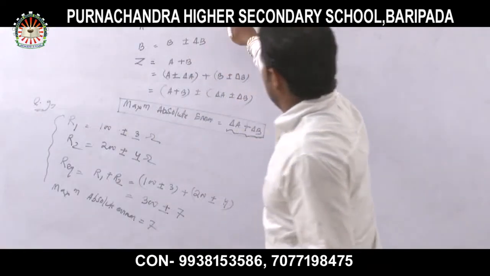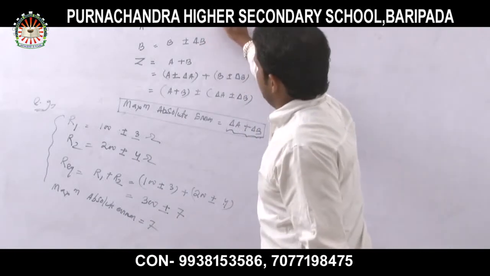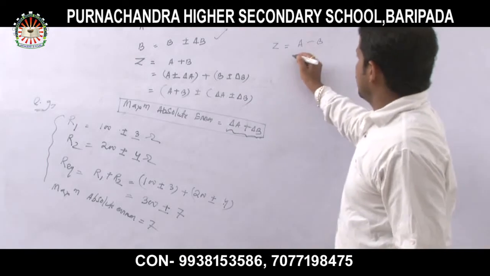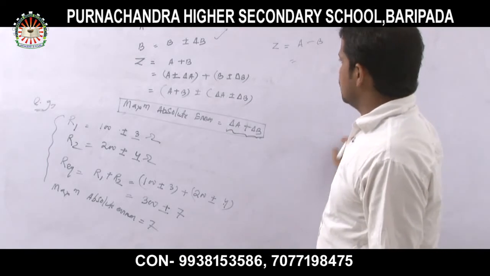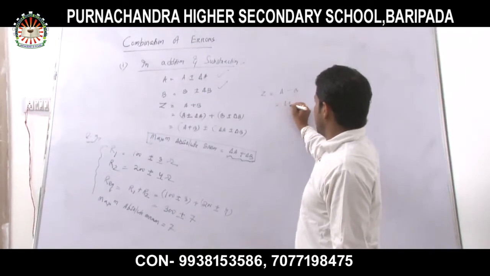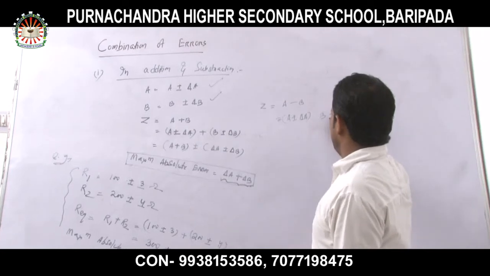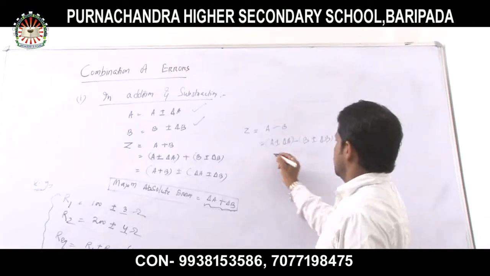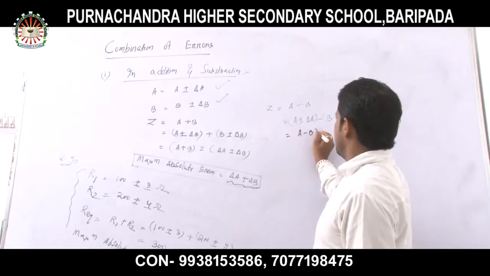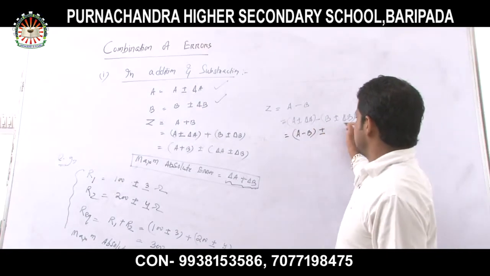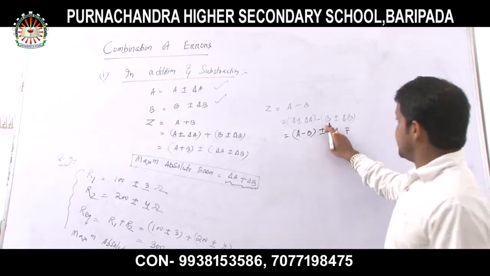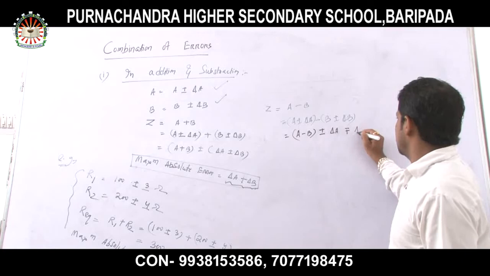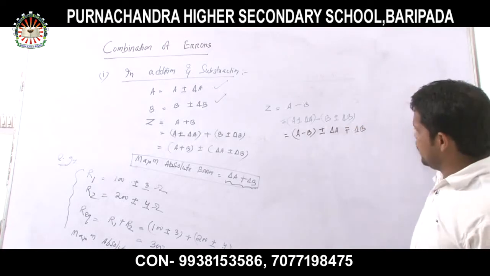Then let us look at the case of subtraction. Similarly, A is given, B is given, and you have to find Z, which is A minus B. Very carefully: A minus B I can write as A plus minus del A minus B plus minus del B. Now when I open up this bracket, del A is plus minus, and del B becomes minus plus. Very simple.